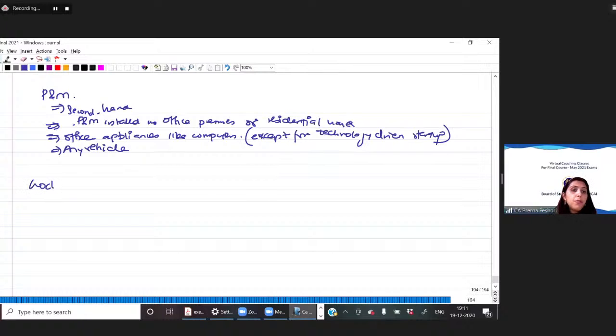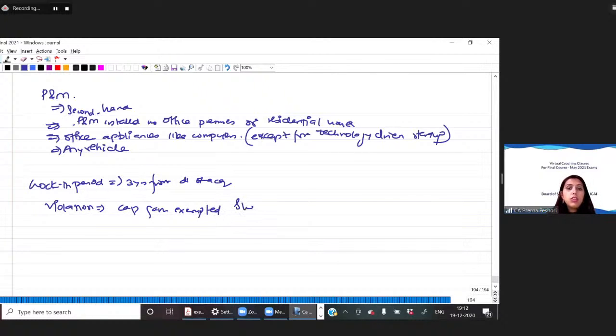What is the lock-in period for this? 3 years from date of acquisition. And if the shares of the new company are transferred within the 3 years, then the capital gain exempted shall be taxed as long-term capital gain. Clear? Should be taxed as long-term capital gain. Is it clear? Any doubts till now?